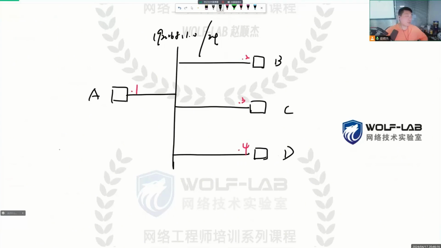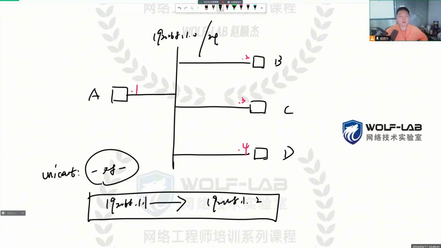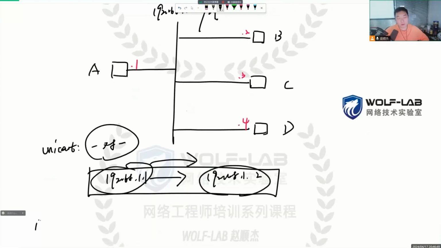Suppose now we want to unicast. What does unicast mean? One-to-one. I send a message to another person. For example, now 192.168.1.1 sends a packet to 192.168.1.2. I send you a message. This is unicast. Second, what is broadcast? It's called one-to-many. How to do one-to-many? Suppose all our addresses are in the same network segment.